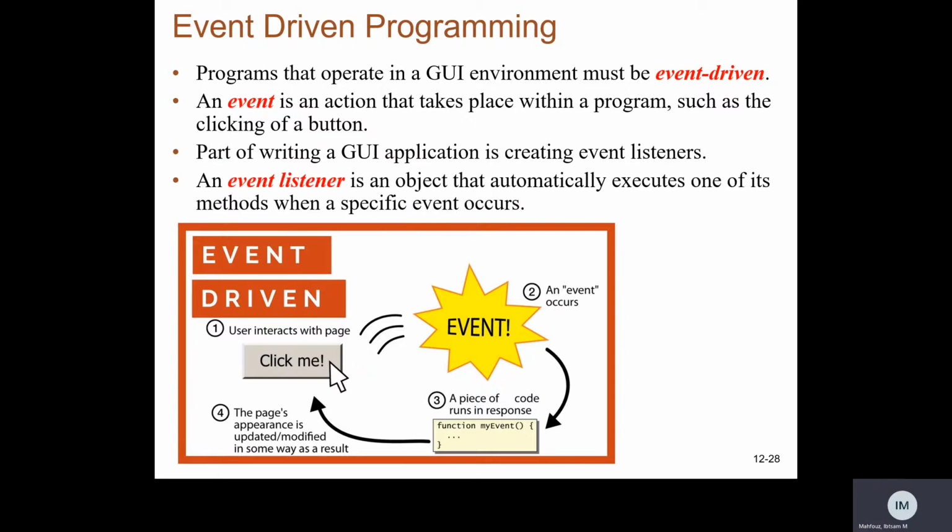And when we are writing our GUI applications, what we're going to be doing is creating event listeners. So the event listener is some code that sits there, listening and waiting on this button to be clicked. So it's an object that is going to be automatically executed when the user clicks this button. So let's see how this all works together.